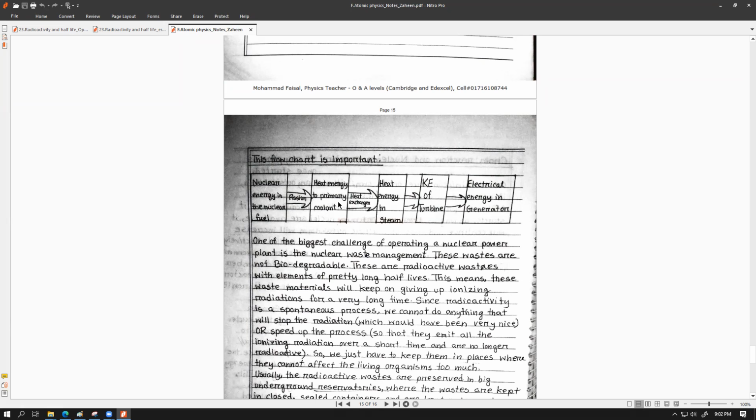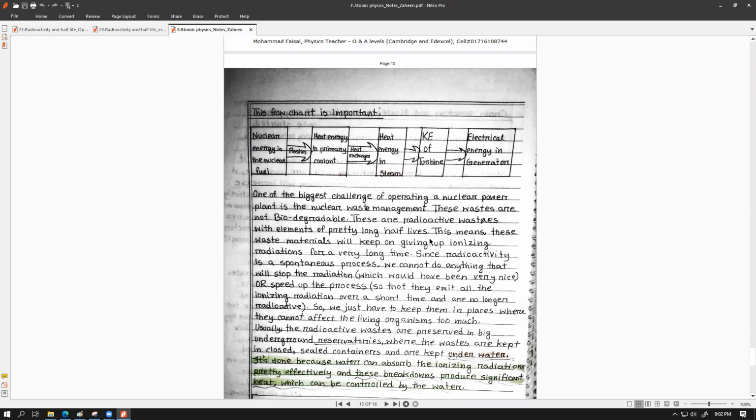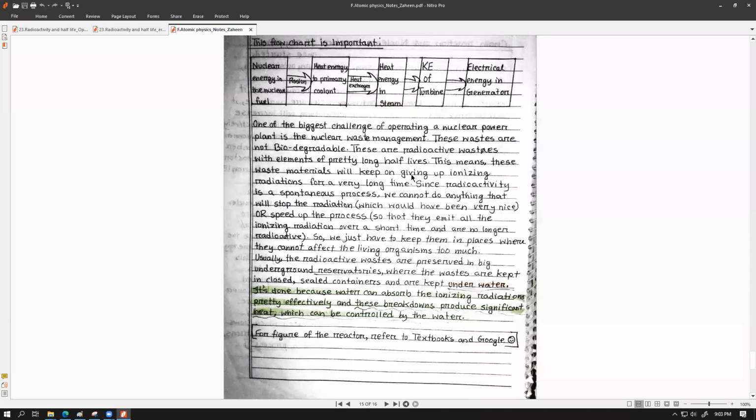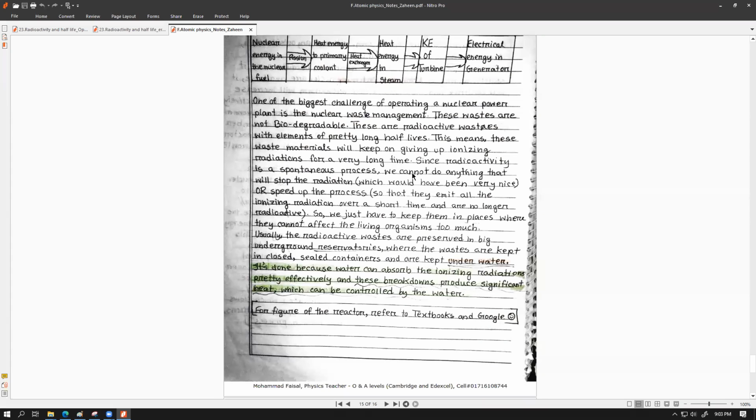So we just have to keep them in a place where they cannot affect living organisms too much. Usually the radioactive waste is preserved in big underground reservoirs where the waste is kept in closed sealed containers and kept underwater. It's done because water can absorb the ionizing radiation pretty effectively, and these breakdowns produce significant heat which can be controlled by the water. For the figure of the reactor, refer to textbooks and Google.